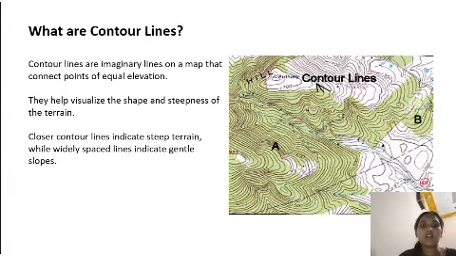What are contour lines? Contour lines are imaginary lines on a map that connect points of equal elevation. They help visualize the shape and steepness of the terrain. Closer contour lines indicate steep terrain, whereas widely spaced lines indicate gentle slopes.